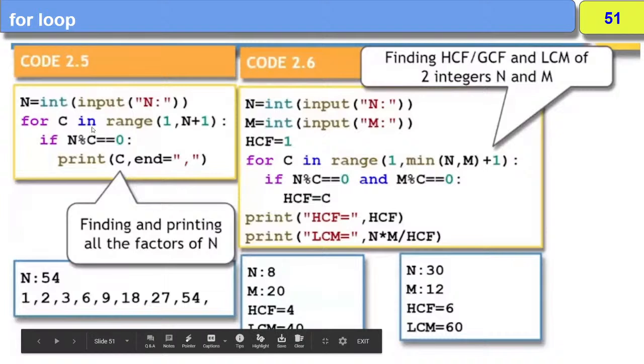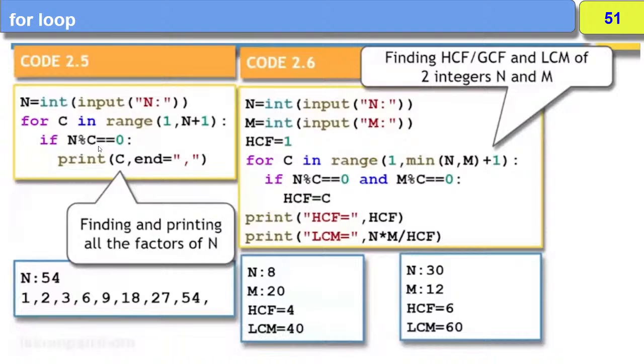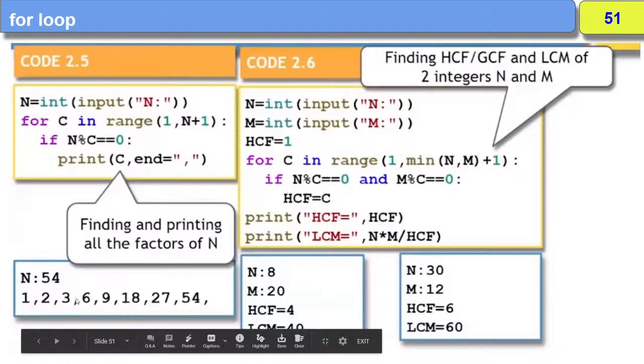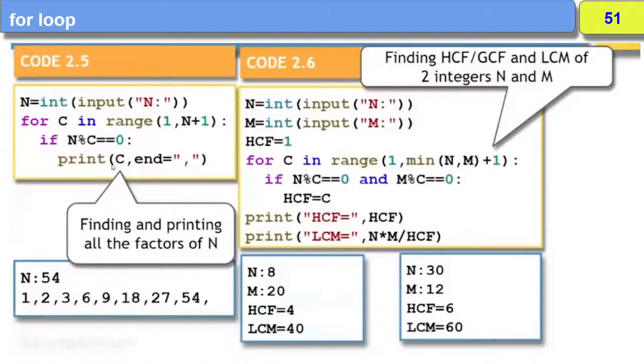Then c will take 3. 3 can also divide 54, because 54 modulo 3 is also 0. It will print 3 and this. Then 54 modulo 4 will not divide this expression, and the remainder will not be 0, and that is why 4 is not printed here. Then 5, and 54 modulo 5 will not be 0. So 5 is not printed. But 54 modulo 6 is 0. So it will produce 6 here and so on.